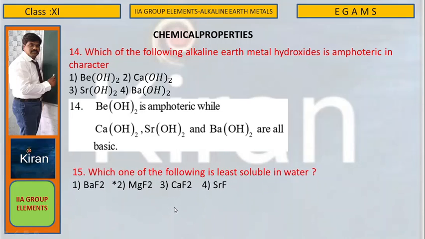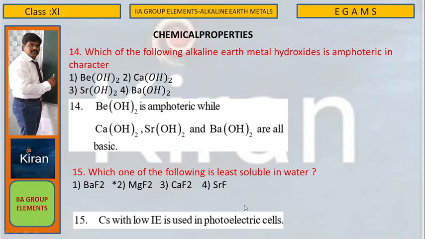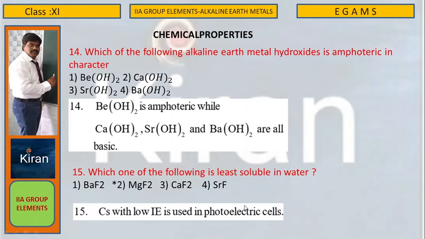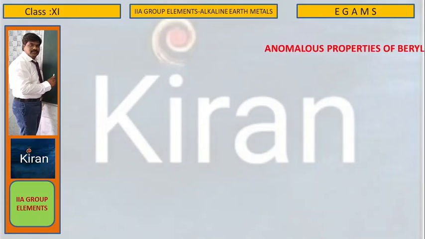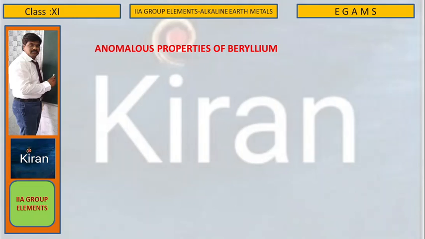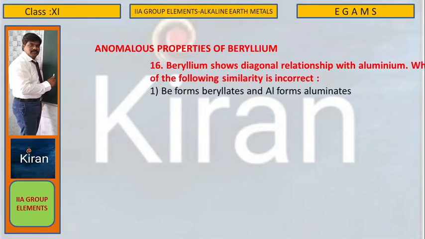Which one of the following is least soluble in water? One of the given compounds is sparingly soluble, a least soluble compound. Among these, you know that magnesium is the least soluble compound in this case, in this halide. 15th, cesium with low ionization is used in photoelectric cells. Anomalous properties of beryllium. 16th question.